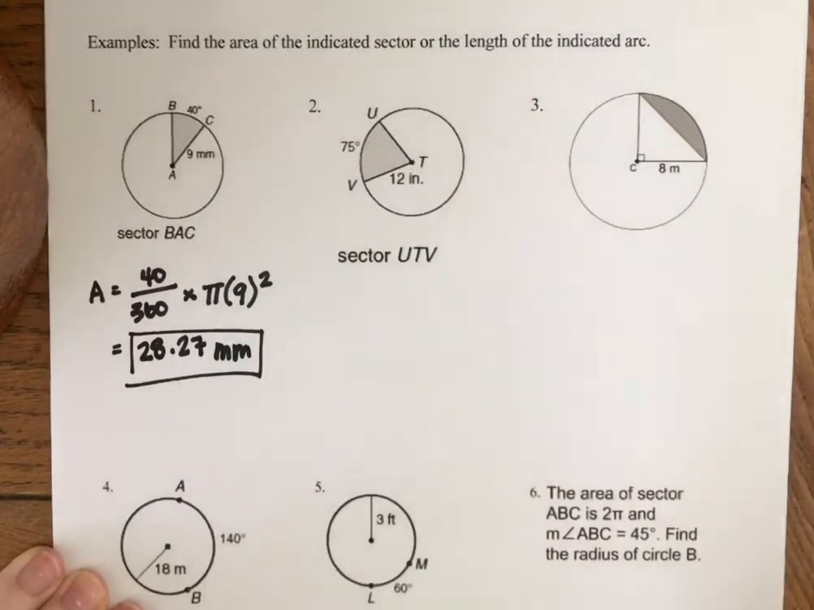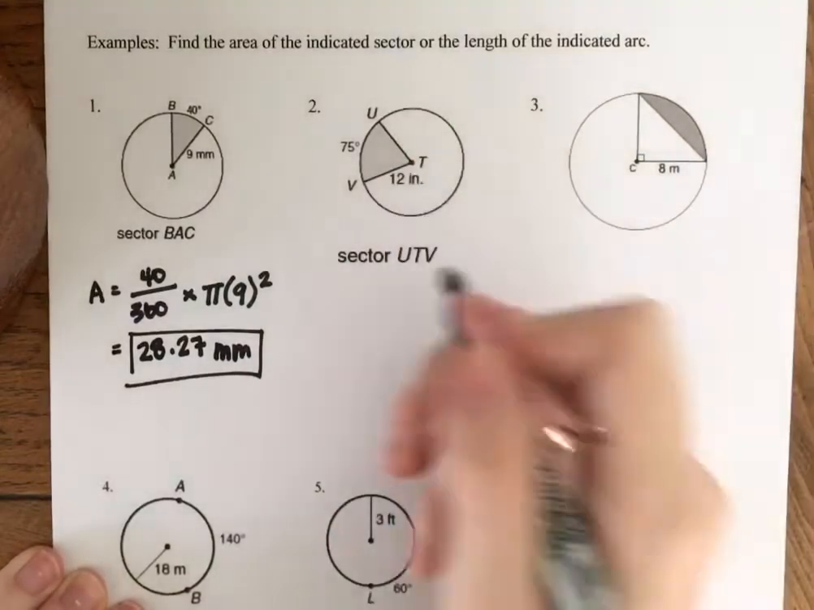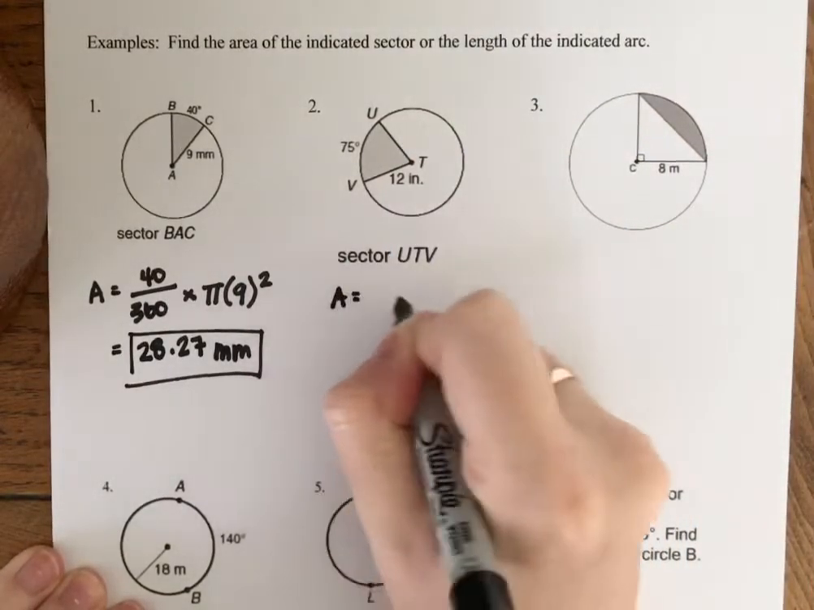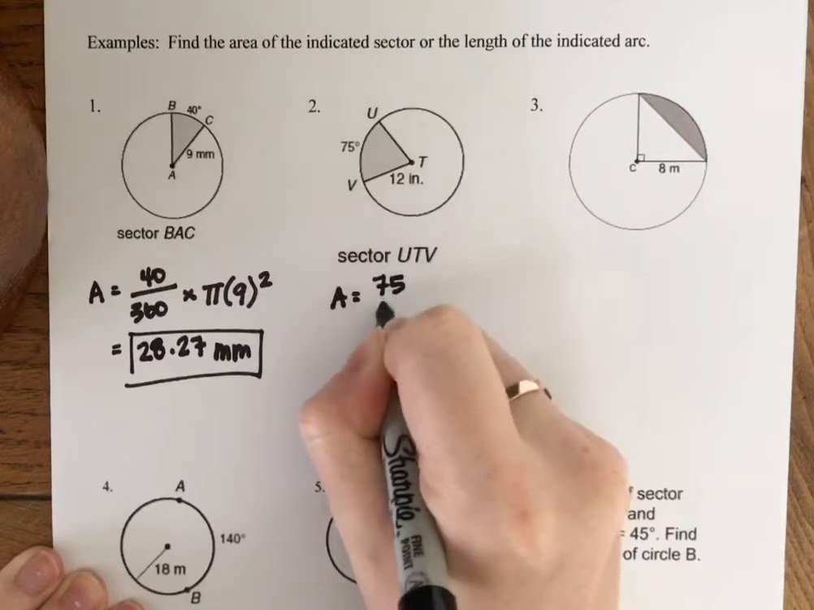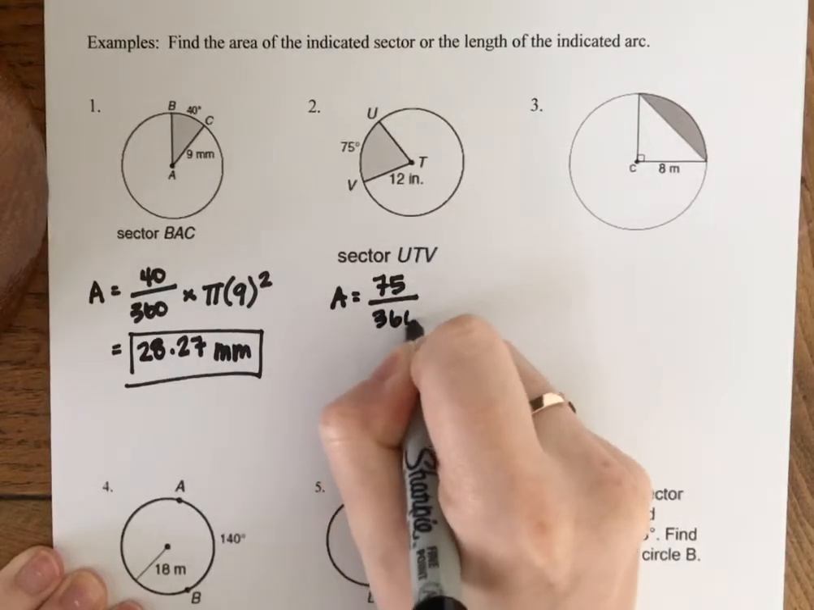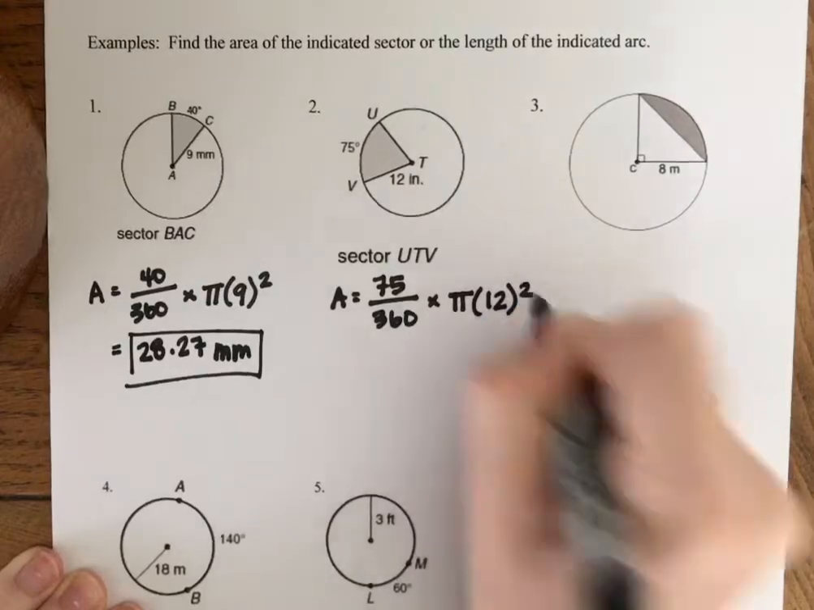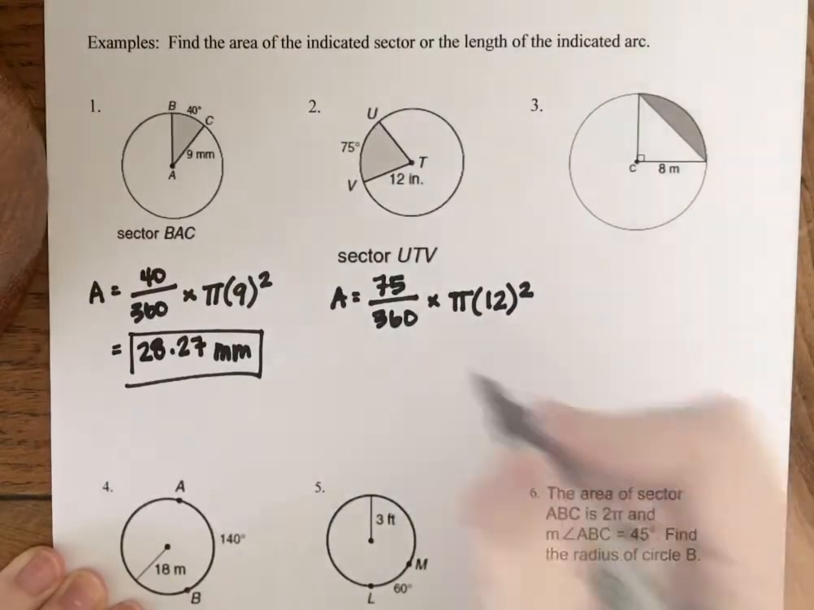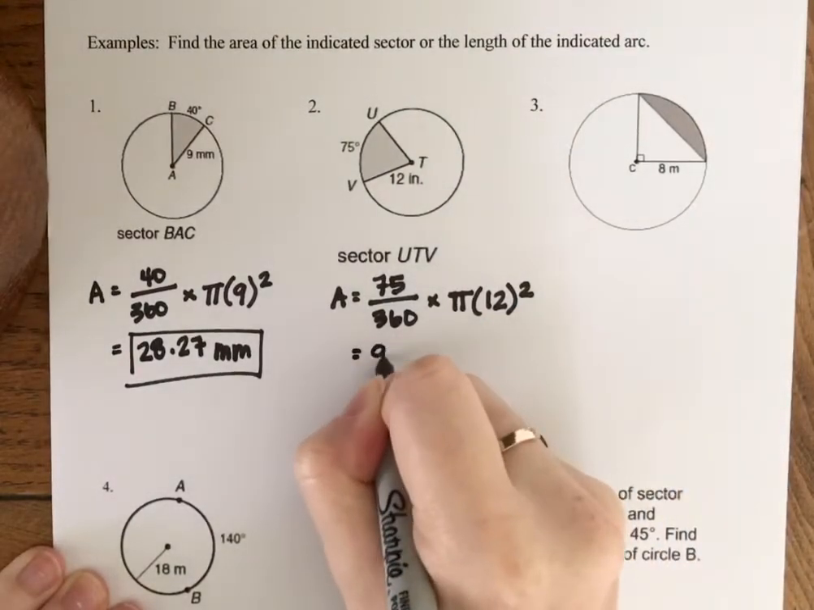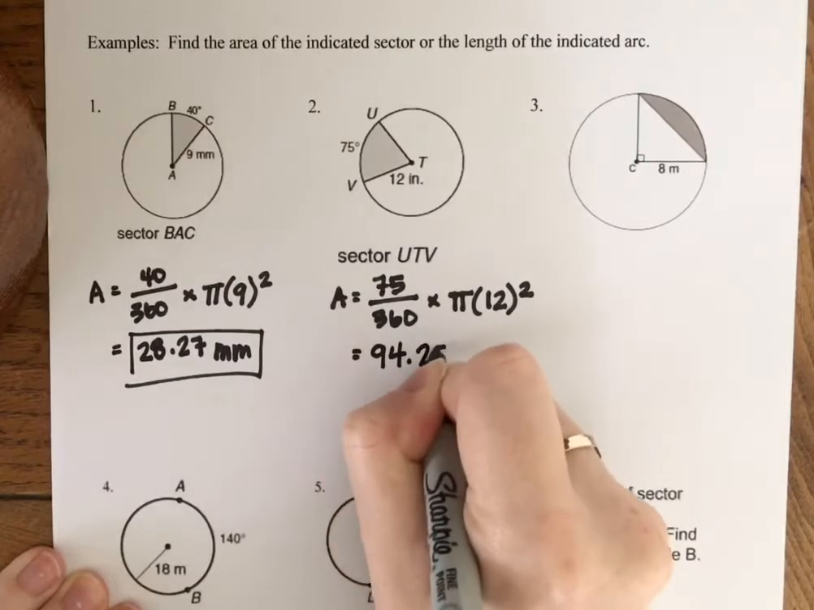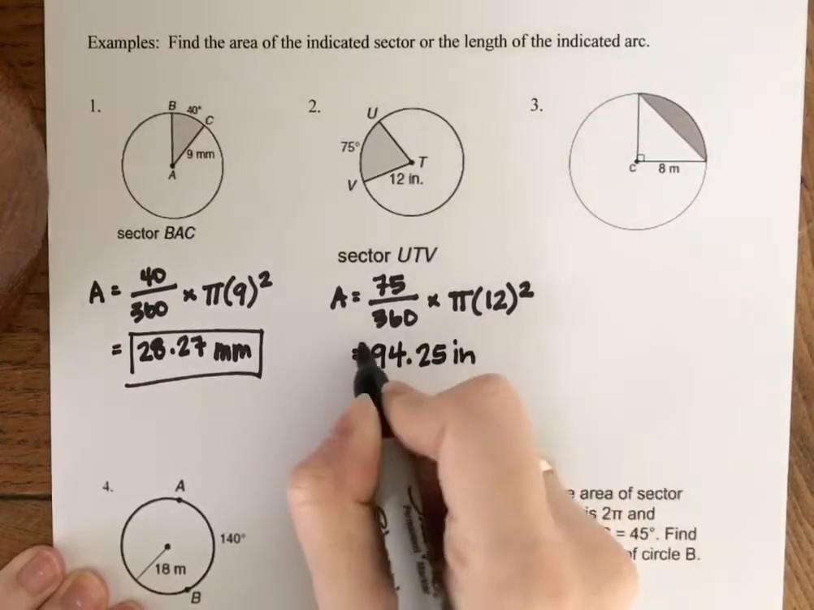Okay, same thing for number 2, sector area of UTV, this one right here. The area is degrees out of 360 times pi r squared. Plug it into our calculator, and round it to the nearest hundredth, 94.25 units are inches.